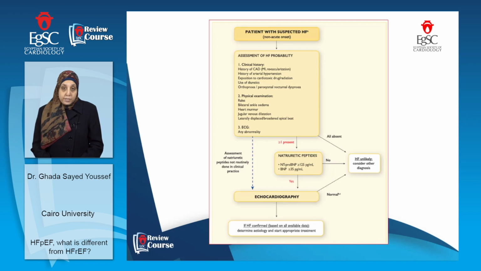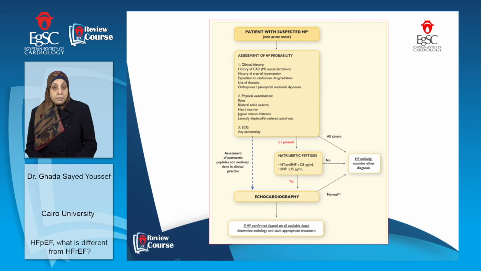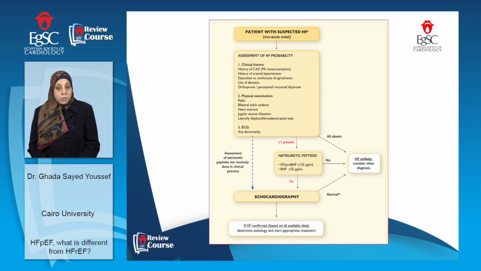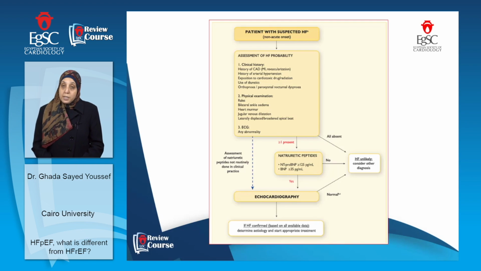If more than one of these parameters is present, then we move to the next step, which is assessment of natriuretic peptide level. If the natriuretic peptide levels, either BNP or NT-proBNP, are elevated, then we should opt to do an echocardiography to search for structural and/or functional LV dysfunction. Sometimes we may skip the natriuretic peptide step and go directly from clinical examination to echocardiography.